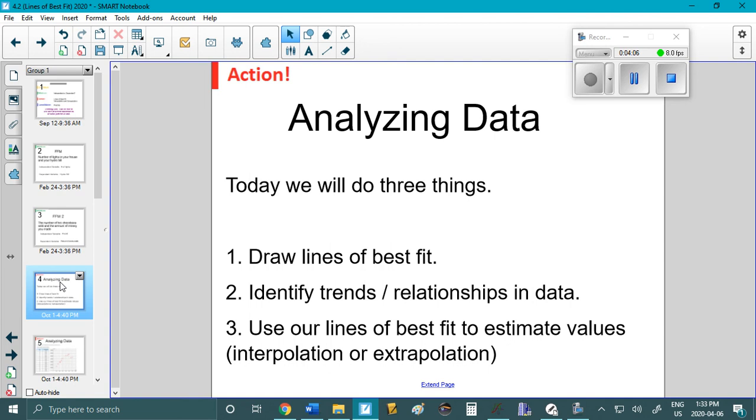Okay, so today we're going to do 3 things. The first thing is draw a line of best fit. I think you'll find this fairly simple. My concern is that people will try to connect the dots.